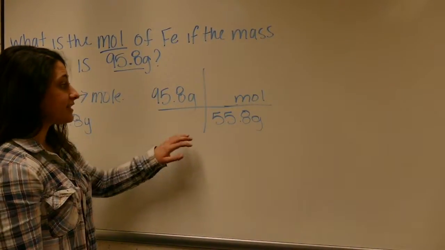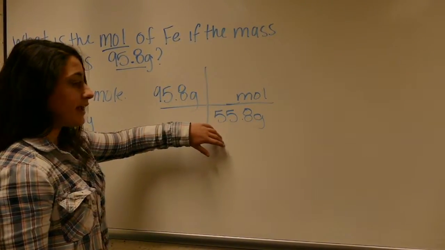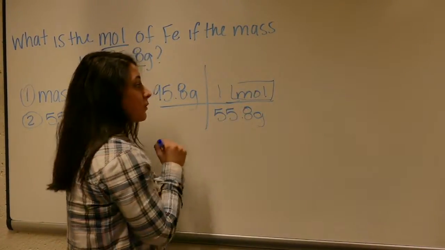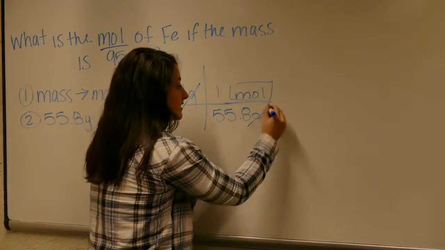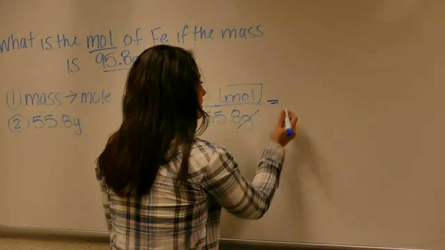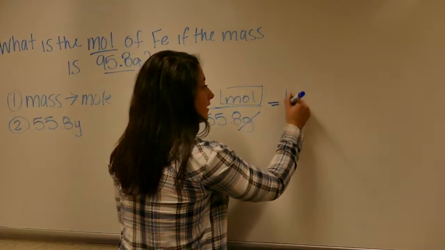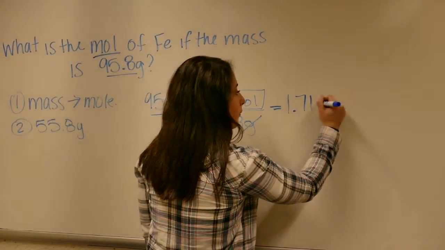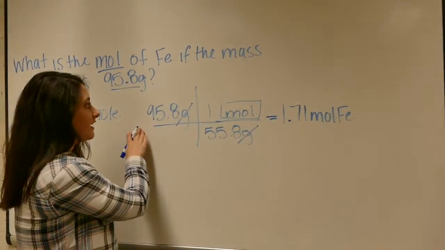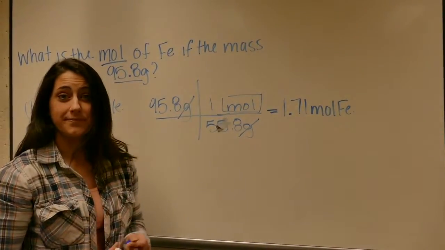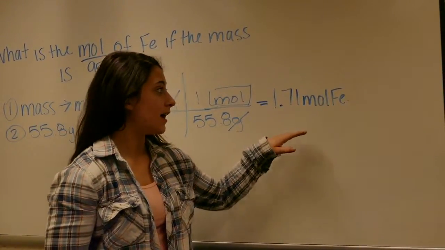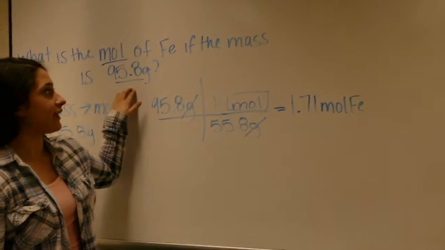So what this tells us is for every 55.8 grams of iron, there's 1 mole. And since mole is what we're looking for, we're going to take the units and cross out grams so that it only leaves us with mole. When we divide this, we get 1.71 moles of iron for every 95.8 grams. Okay, so we found there was 1.71 moles of iron in 95.8 grams of iron.